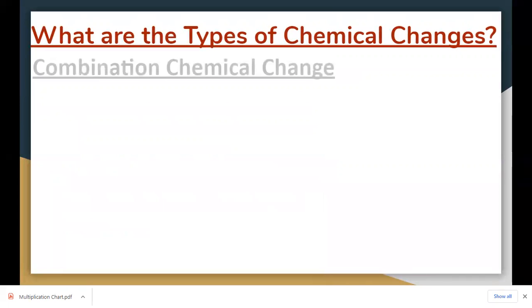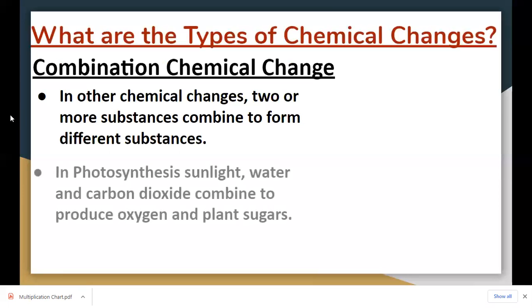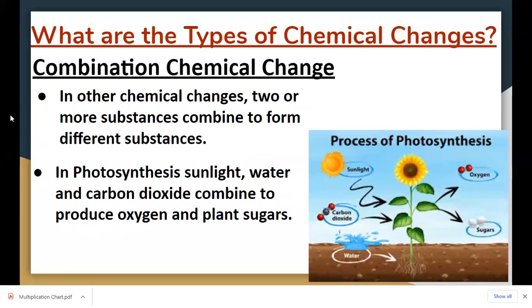The next one will be the combination chemical change. In other chemical changes, two or more substances combine to form different substances. So with the hydrogen peroxide, we had one substance splitting apart, so to speak, and now we have two substances combining to make different substances. So here's an example, photosynthesis. It uses sunlight, water, and carbon dioxide combined, and when it mixes it all together, it creates a chemical reaction to produce oxygen and plant sugars. So you see on the left there, the stuff that goes into the plant. You see on the right, the stuff that comes out, the oxygen and the sugars. That is a combination chemical change or chemical reaction.